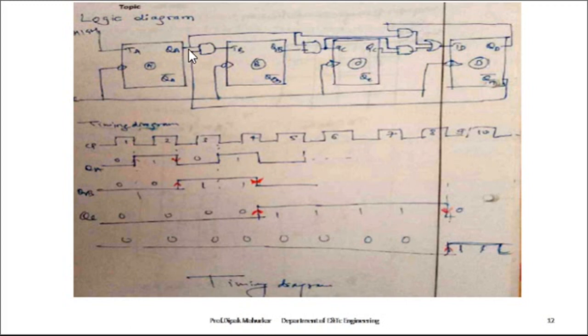Obviously we require an AND gate. It is connected to QA and QD bar. Like this, you have to draw the diagram, and it is connected to TB. Either you can connect like this, or directly draw one line and write QD bar. Again, it is valid. Simultaneously, after completion of this, we have to draw your timing diagram.